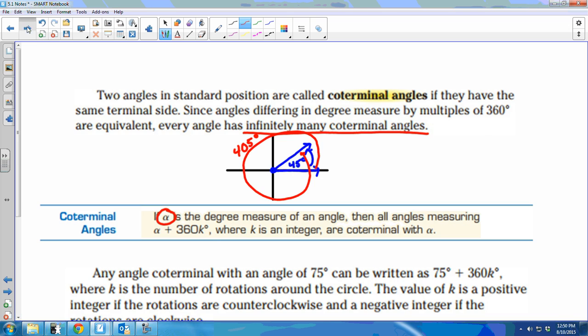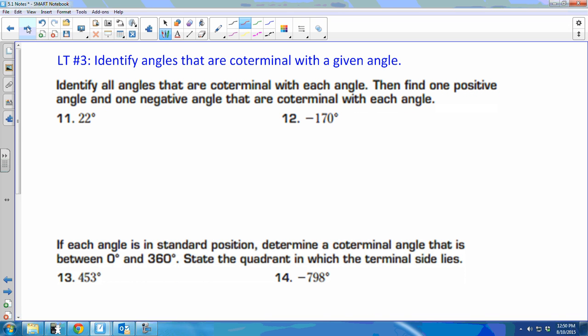So we're in target 3. Identify angles that are coterminal with a given angle. So the first section says identify all angles that are coterminal with each angle. We just talked about there's infinitely many, so I cannot actually list out all. I just need to write an expression that represents all. Then find one positive angle and one negative angle that are coterminal with each angle. So we're going to list all, and then we're going to give one positive and one negative specifically.